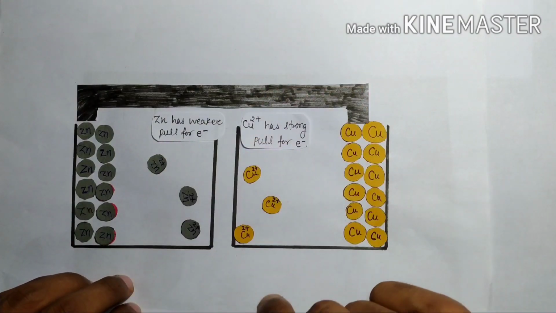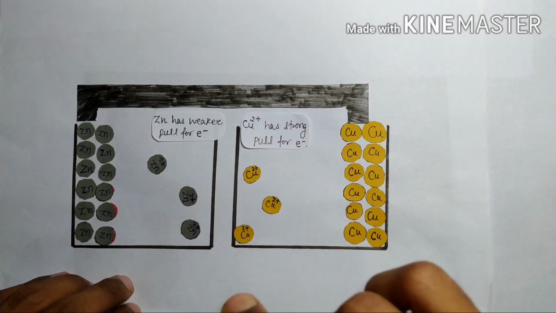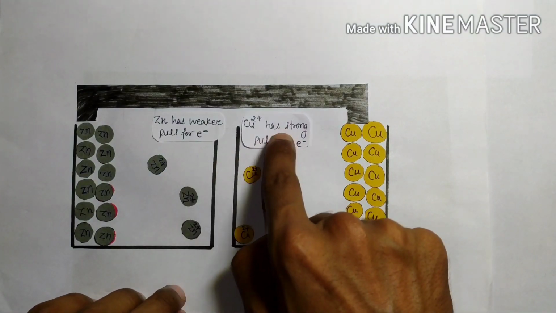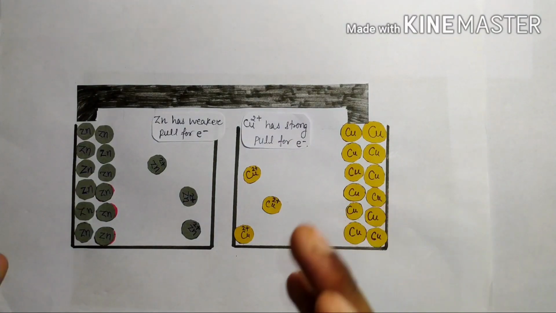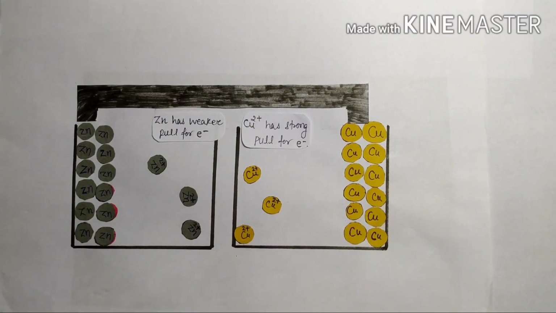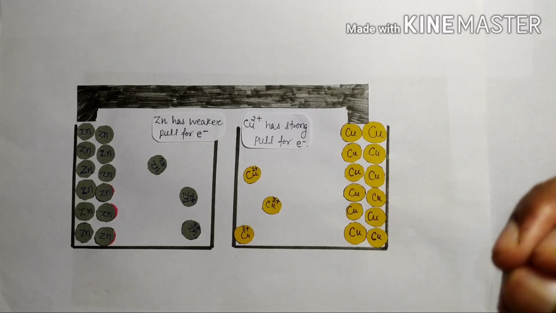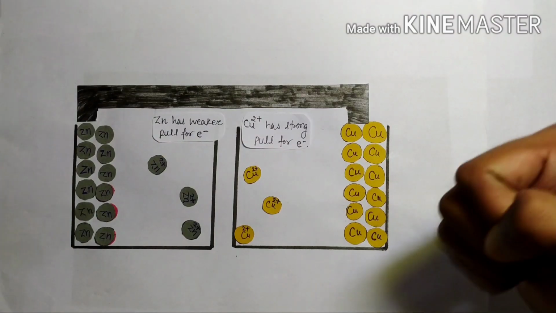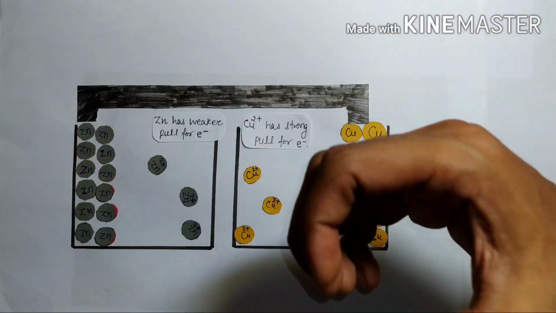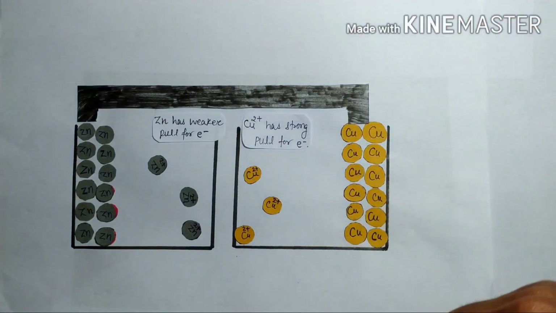Cu2+ takes 2 electrons from zinc. That's why I made a point here that Cu2+ has a strong pull for electrons, and zinc has a weaker pull. It's like a tug of war between the zinc and the copper ion. Like in a joke, the copper says, "Hey zinc, give me your 2 electrons." Zinc says, "Oh yeah, okay, I am giving," said poorly, because zinc is weak. Zinc has a weaker pull of electrons, and the copper has a strong pull, so the copper ion pulls the electrons from the zinc.